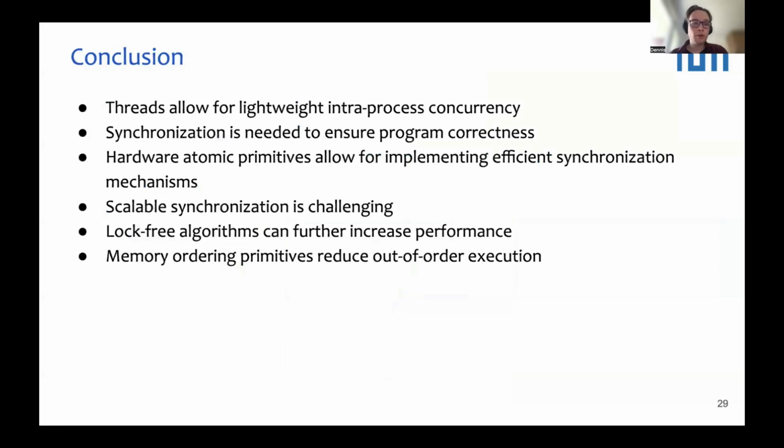So that brings us to the conclusion. We have seen that threads allow for lightweight intra-process concurrency. We have seen that synchronization is needed to ensure program correctness with respect to the domain logic, namely that the thread interleavings can affect the outcome of the program. We have seen that the atomic primitives provided by hardware can allow for implementing efficient synchronization mechanisms, such as a mutex. We have seen that scalable synchronization, such as with fine-grained locking, can be challenging.